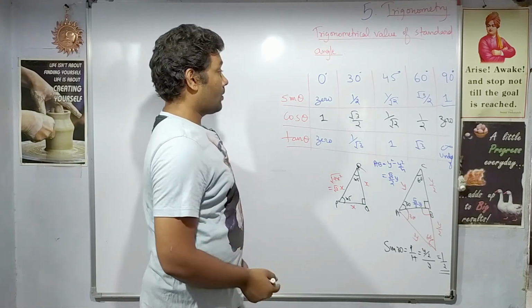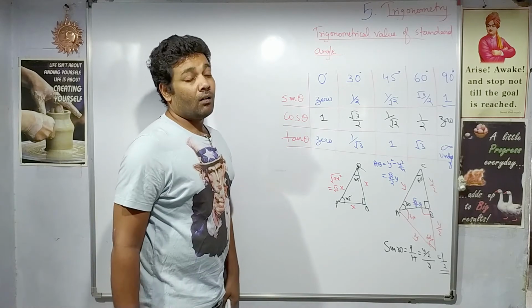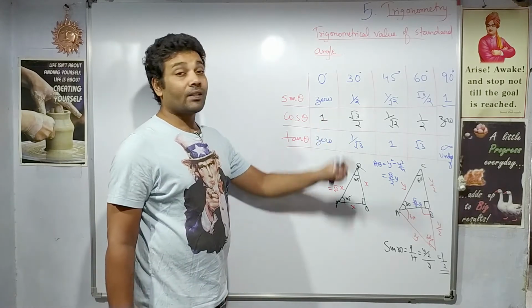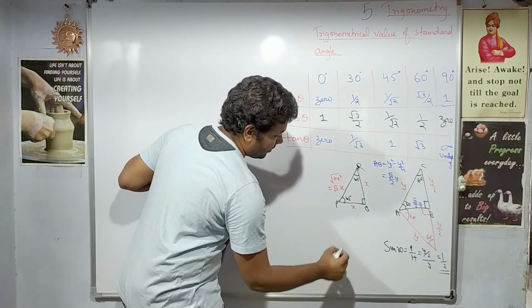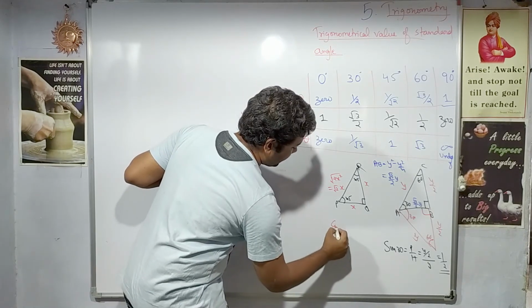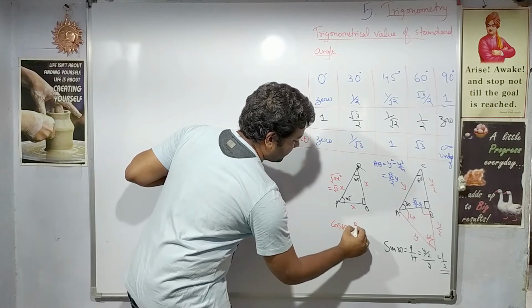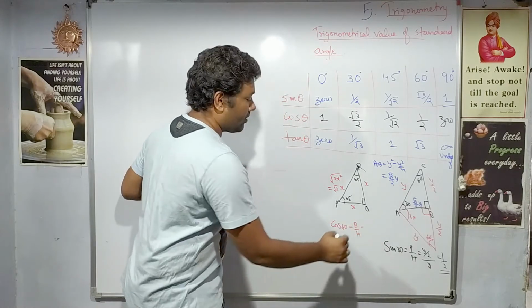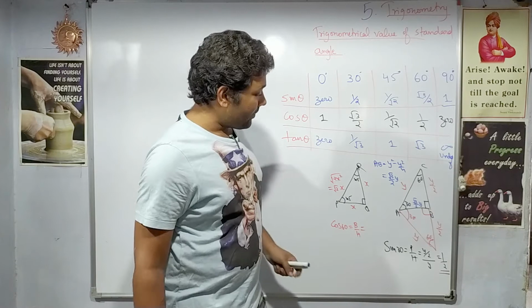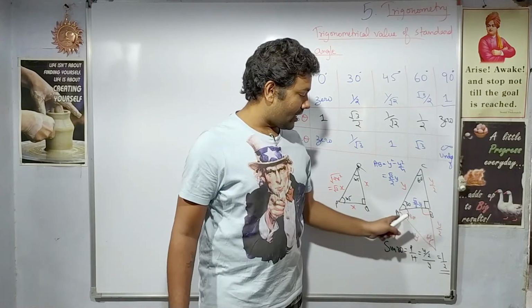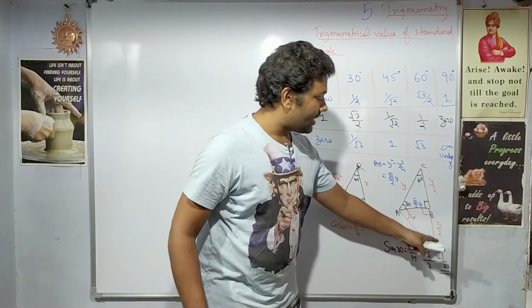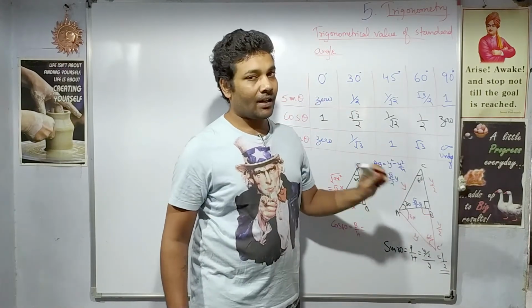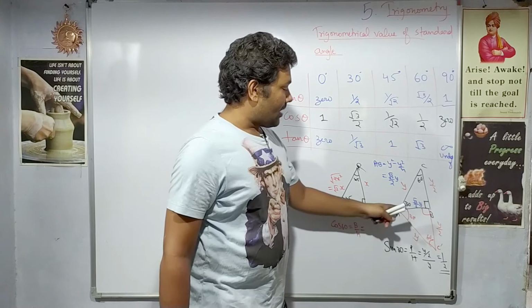Next, what do you want to find? Cos 60. Let me find cos 60. What is the formula for cos? Base upon hypotenuse. So for 60, either you take this A, B, C dash, or you take A, B, C. Any triangle, you will get the same answer. I'll prefer A, B, C.